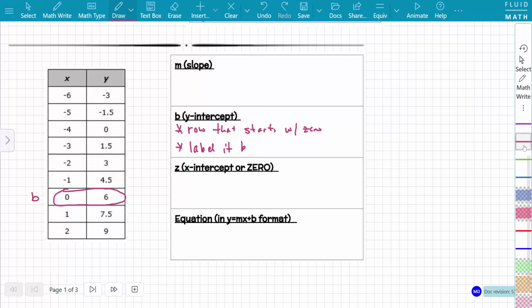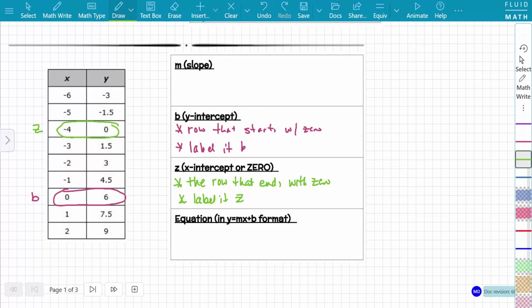Okay. For my x-intercept, I'm going to look for the row that ends with 0. And I'm going to label that one Z. For 0. So I look, and here it is. I find the one that ends with 0, and I label it Z.